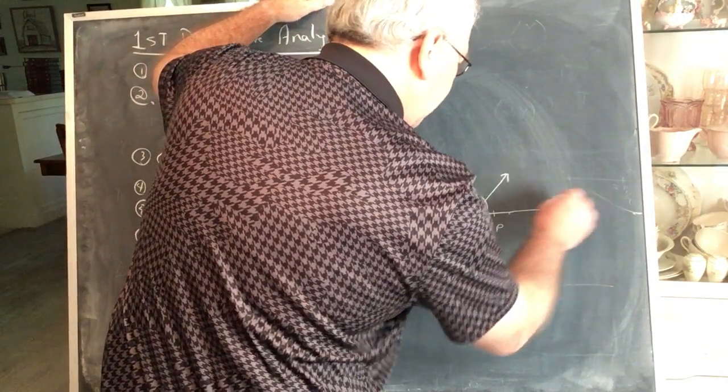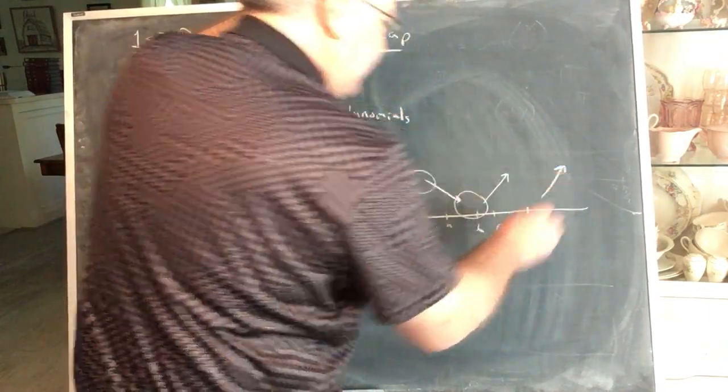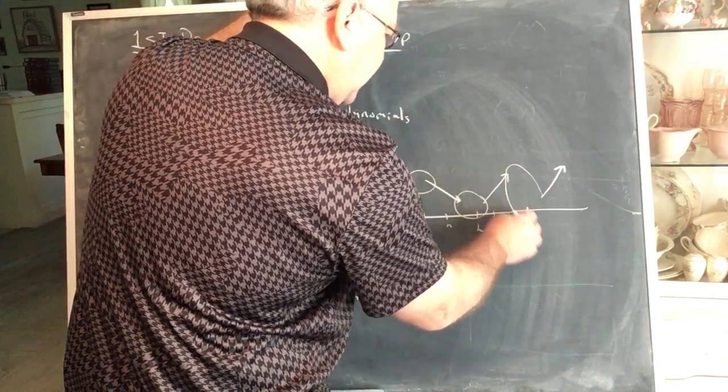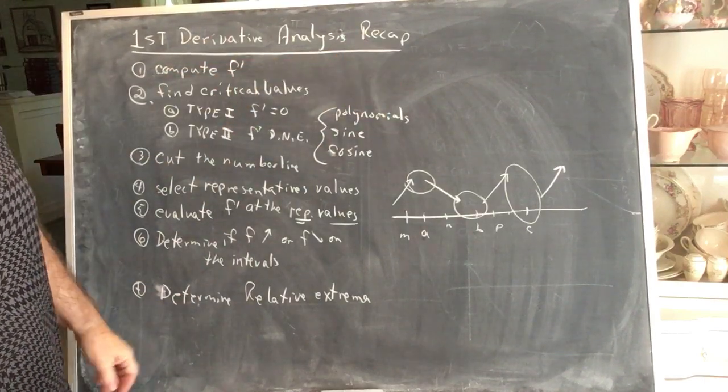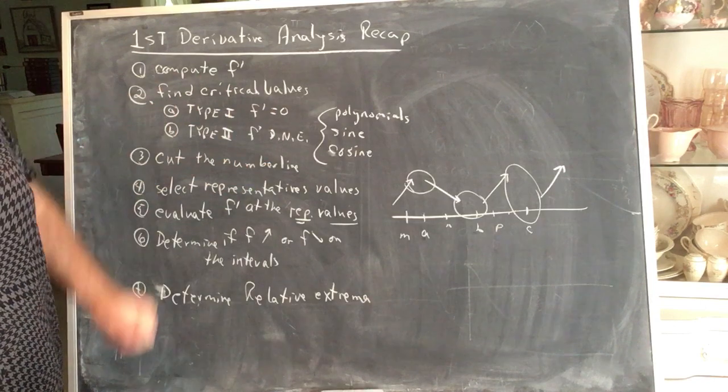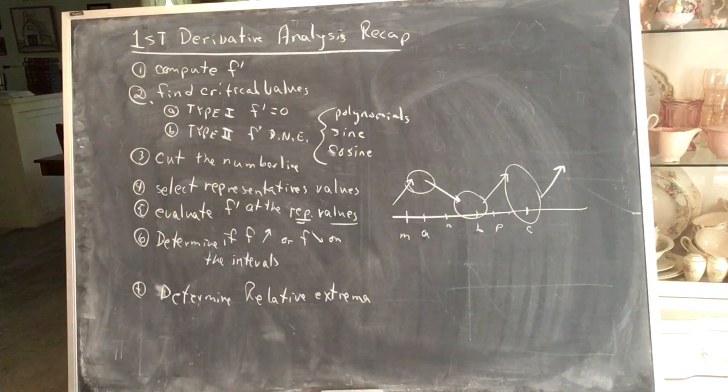Now let's suppose there's another interval out here, and suppose in that interval it continues to increase. Then at that point, let's call it c, there is neither a relative max nor a relative min. There is no extremum at that point because the function has not changed from increasing to decreasing or vice versa. The relative extrema potentially exist only if it changes from increasing to decreasing or vice versa. If there is no change, there is no relative extremum. This is the procedure to follow to do the first derivative analysis.